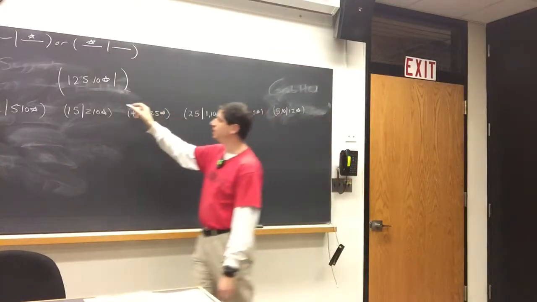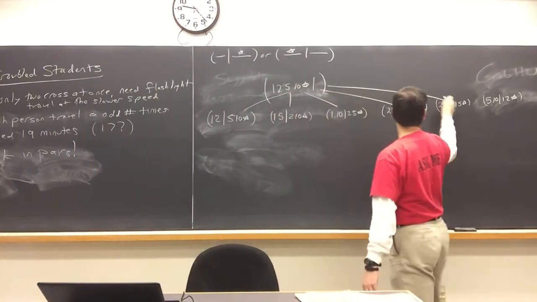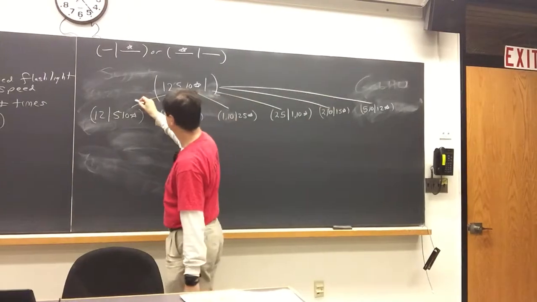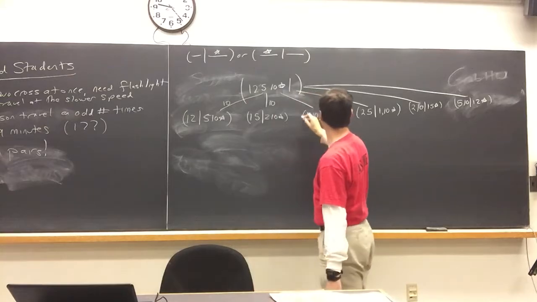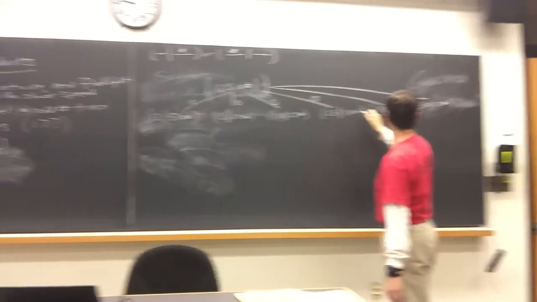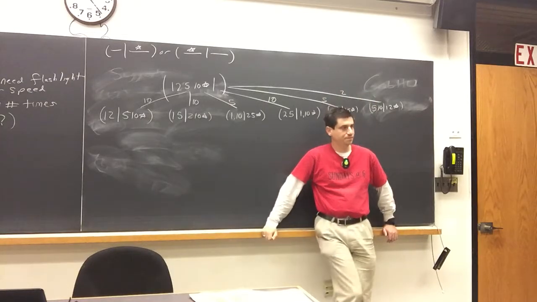So if I start at this state, I can flow to these. And I can keep track of how much each costs. This costs 10. This costs 10. This costs 5. This costs 10. This costs 5. This costs 2. Now on the next step, what can I do?